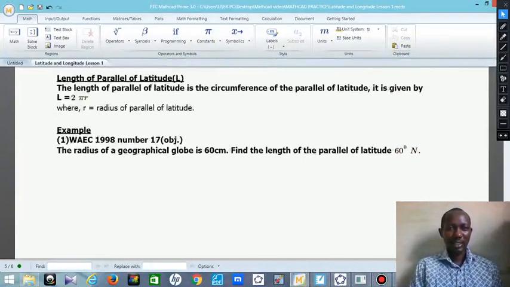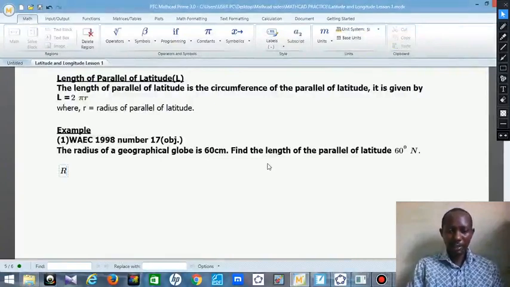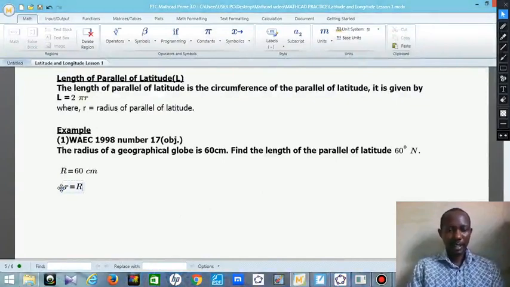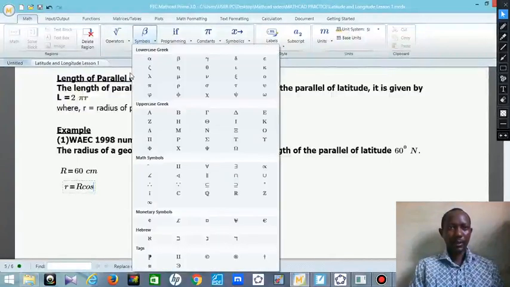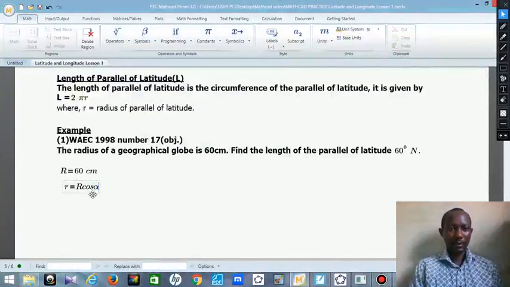But if you don't understand it, you just be there looking. So how do we solve this question? First, we need to get the radius of latitude. So you start with the capital R is equal to 60 centimeter. Then small r is equal to capital R cos alpha. Get your symbol cos alpha. See it. Then what is alpha? You can see alpha is the latitude given.